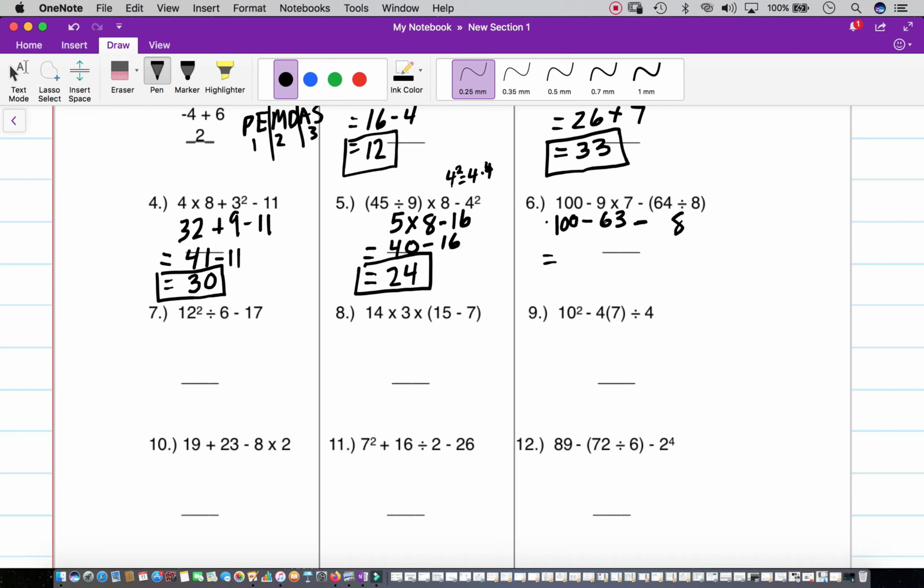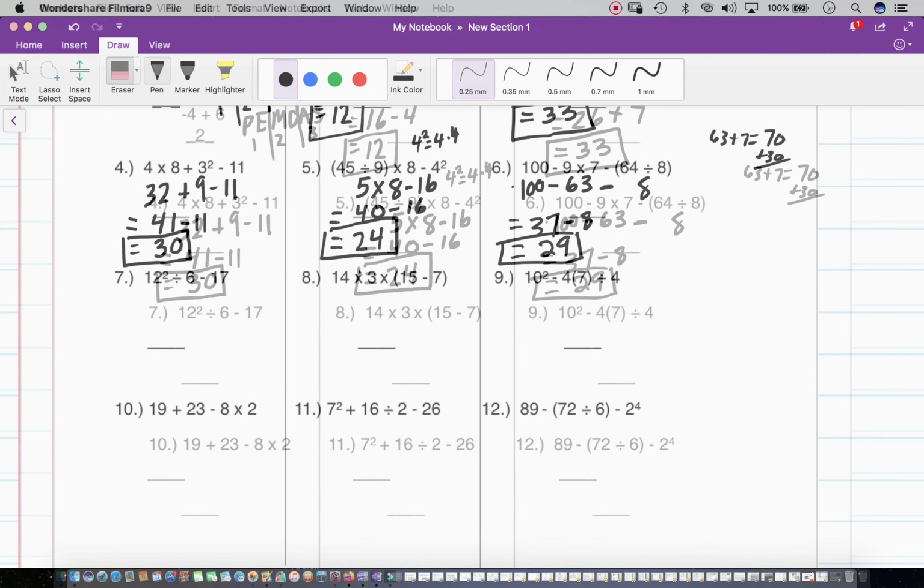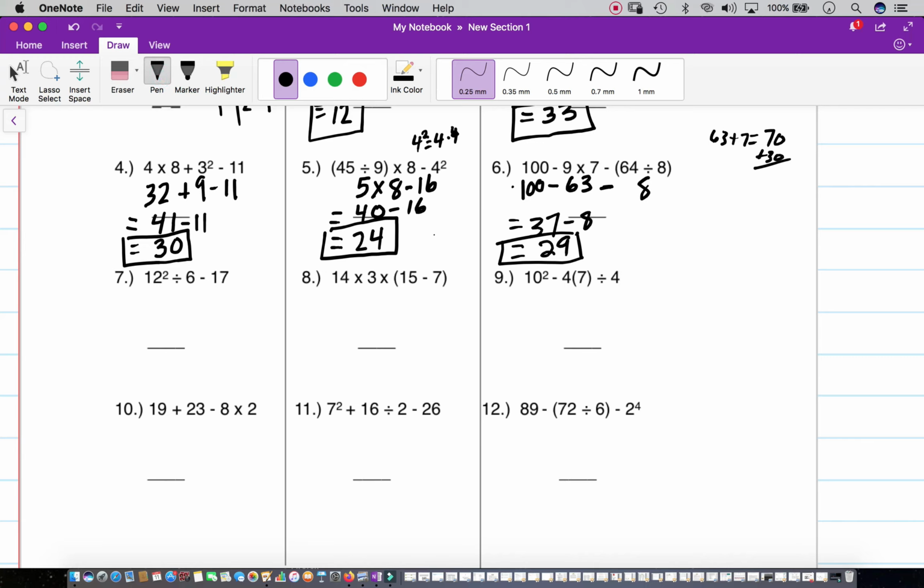Okay, so if I have 63, I'm trying to get to 100. So if I add 7, so 63 plus 7 gives me what? 70, good. Okay, then if I add 30, okay, so that's 7 plus 30, which gives me 37. That's how you can do quick mental math, minus 8. And that gives me 29. Good. Good job.